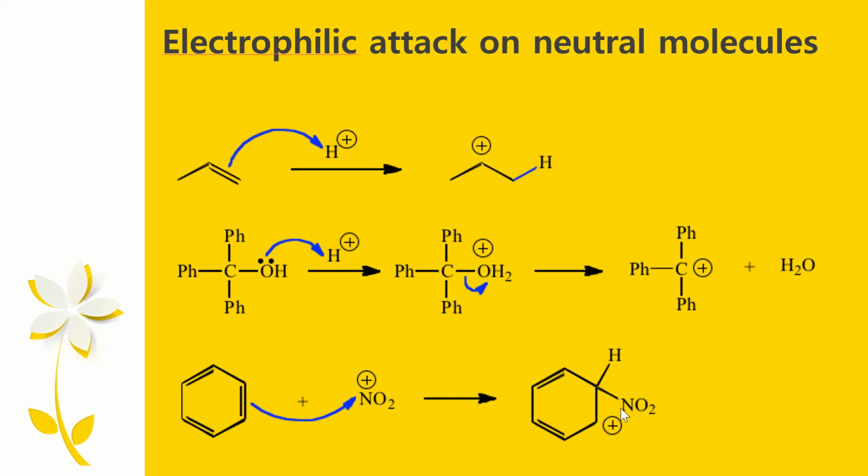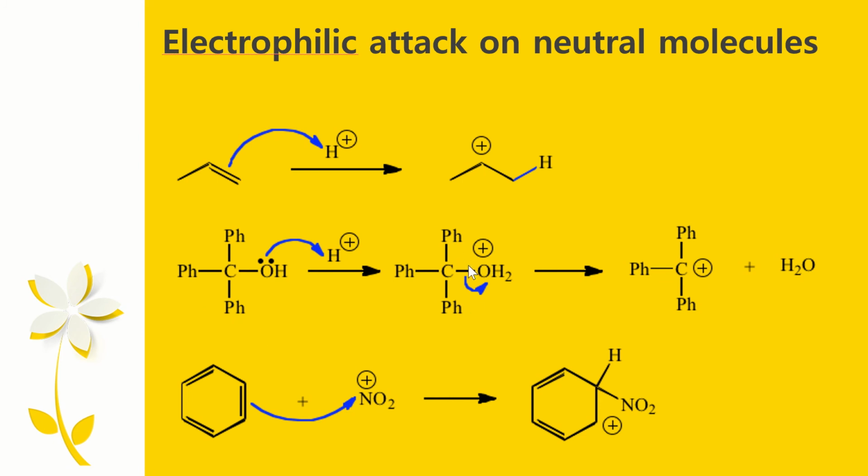But we're showing the formation of the carbocation here, or in this case the arenium ion. So when you have a plus charge on what was a benzene ring, we call it an arenium ion. All right, so here we see three ways of electrophilic attack on neutral molecules. The neutral molecules being the benzene, the alkene, as well as this alcohol here, right?